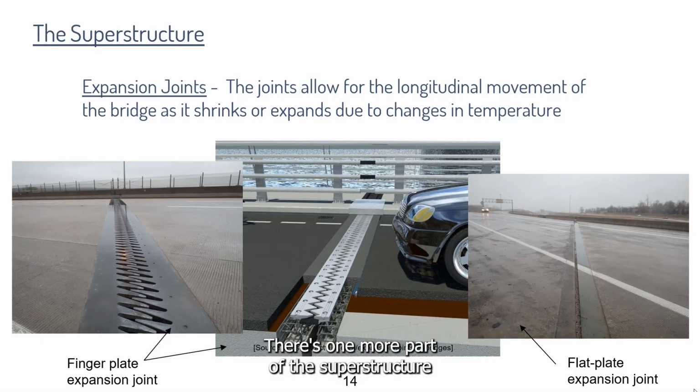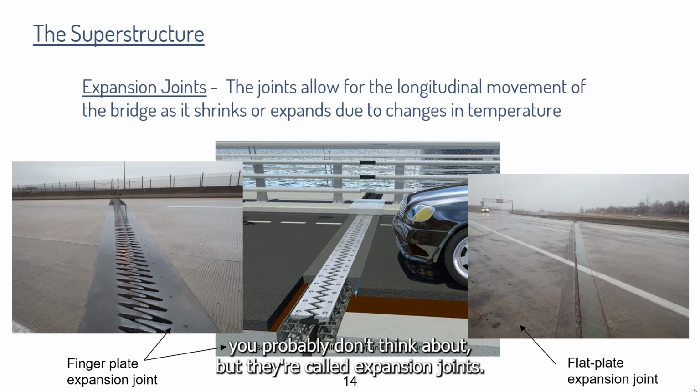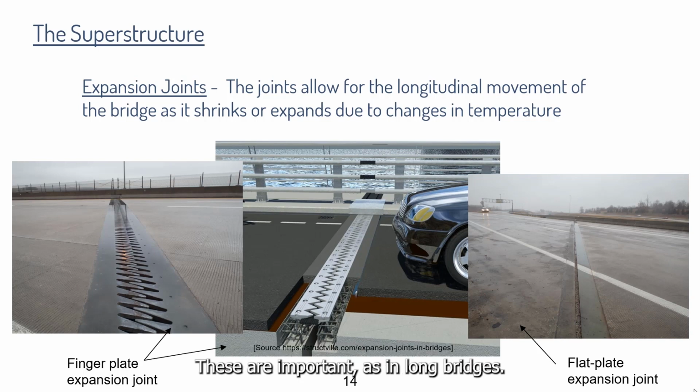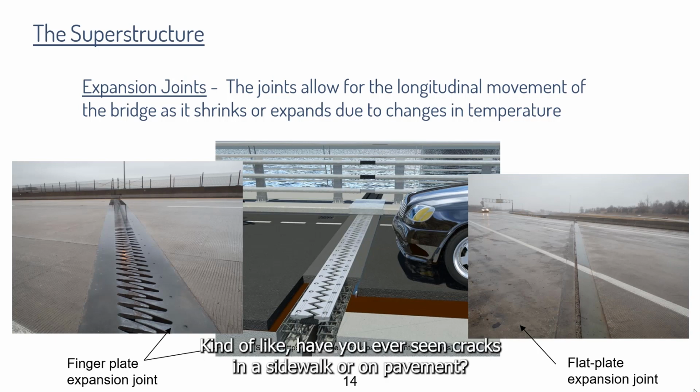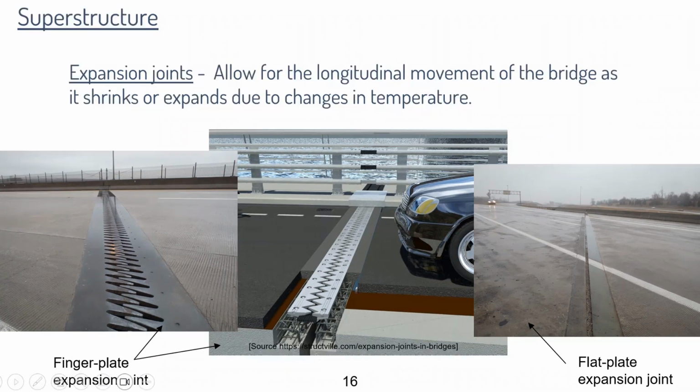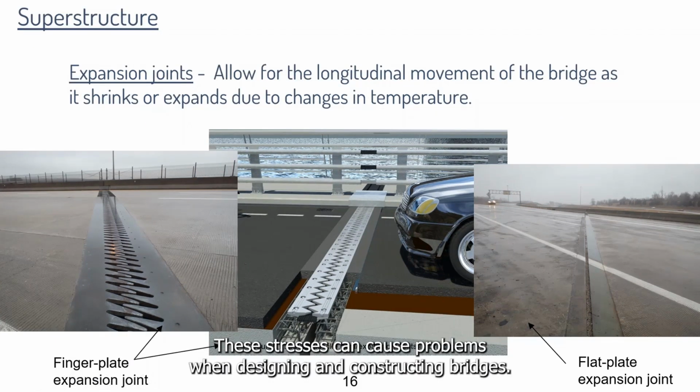There's one more part of the superstructure you probably don't think about, but they're called expansion joints. These are important, as in long bridges, there is a lot of horizontal movement, simply from the heating or cooling of the bridge. Kind of like if you've ever seen cracks in a sidewalk or on pavement. The expansion joints allow for horizontal movement without causing additional stresses in the bridge. These stresses can cause problems when designing and constructing bridges.